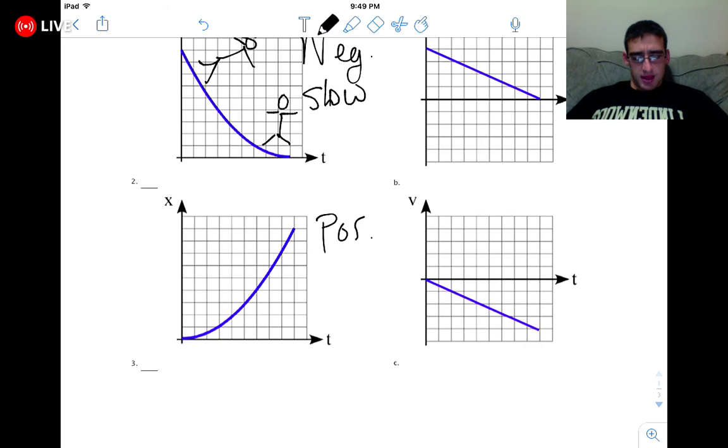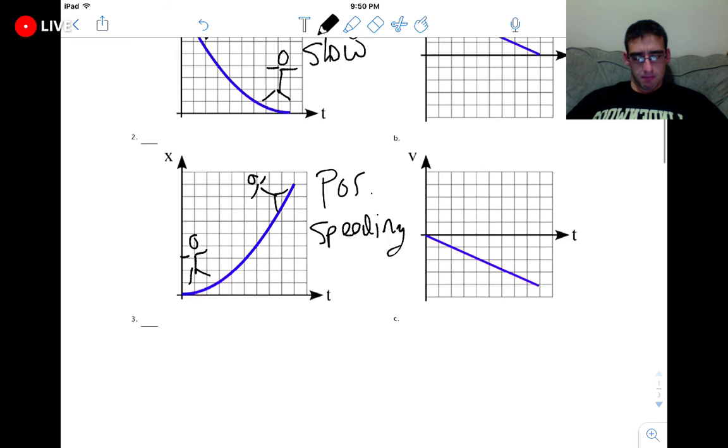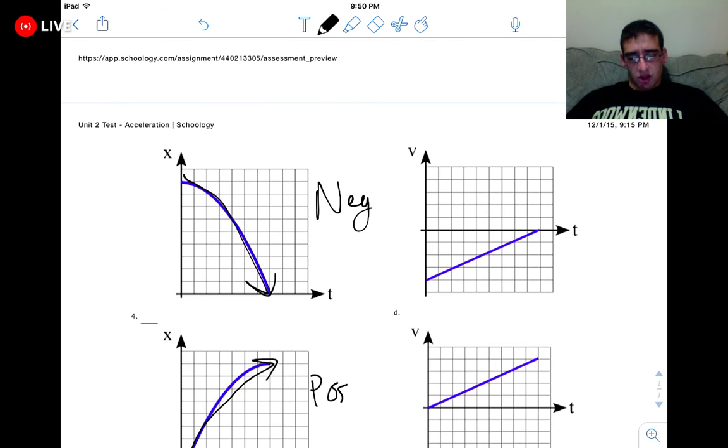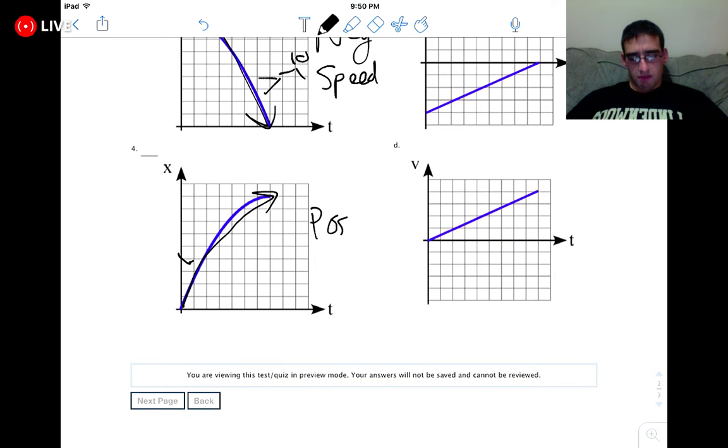Okay? This one, he starts off pretty flat. He ends up pretty steep, so that means I'm speeding up. This one, he starts off pretty flat. He ends up pretty steep. So again, I'm speeding up. This one, he starts off pretty steep. He ends up pretty flat. So that means I'm slowing down.